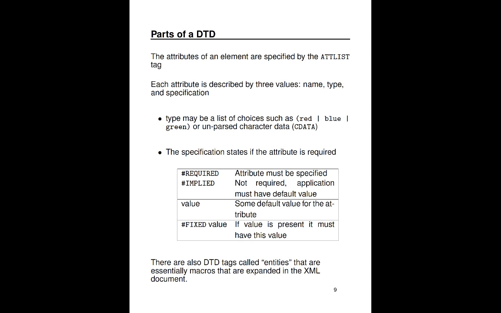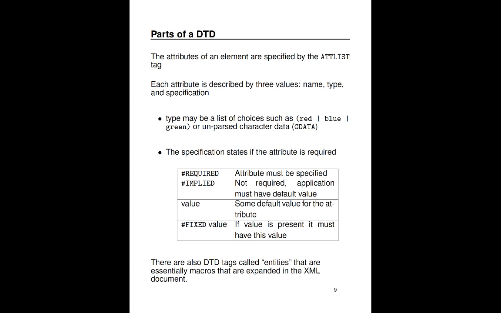Specification of an XML attribute states if the attribute is required, and if so, how it is required. So a specification of #REQUIRED means that the attribute must be specified. #IMPLIED means that it's not required, and that's okay for the application, the code that parses the XML data, to have a default value. You can also specify the default value in the DTD itself, right there. And there's also a specification called #FIXED, which means that if the value is present, it must have the specific value in the DTD.